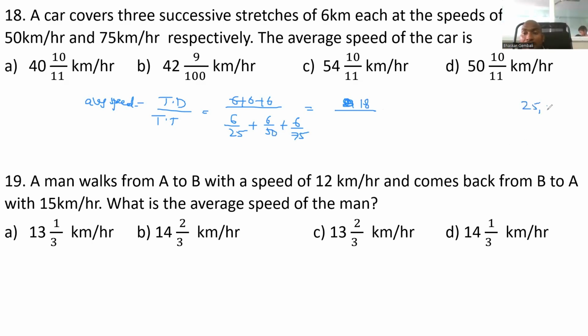Let's go with LCM of 25, 50, 75. 5 years, 10 years, 15 years. Go with 5: 1 year, 2 years, 3 years. 5 is 25, 25 is 50, 5 threes is 150. LCM is 150. 150 by 25 is 6. So 6 into 6.